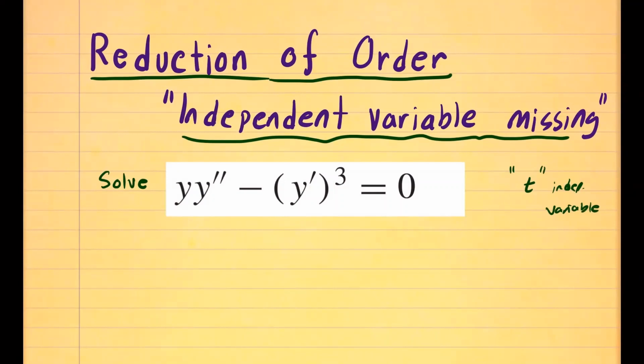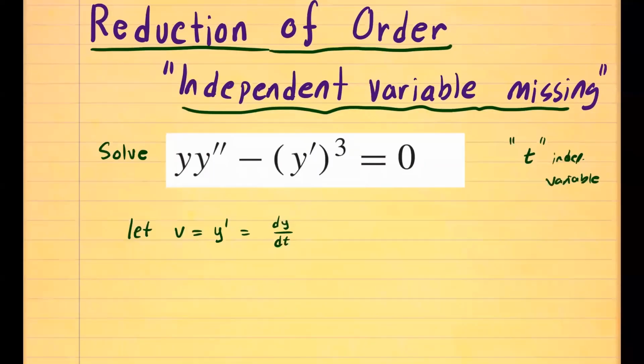So t is missing. Now, when you have a second order equation and your independent variable is missing, here's what you're going to do. Since we're going to reduce the order, that's what we call the reduction of order, we're going to come up with the following substitution. Let v, so introduce a variable, stand for the first derivative. In other words, you can write this as dy dt because it's y prime. Now, if I take the derivative of v, this will then stand for y double prime.